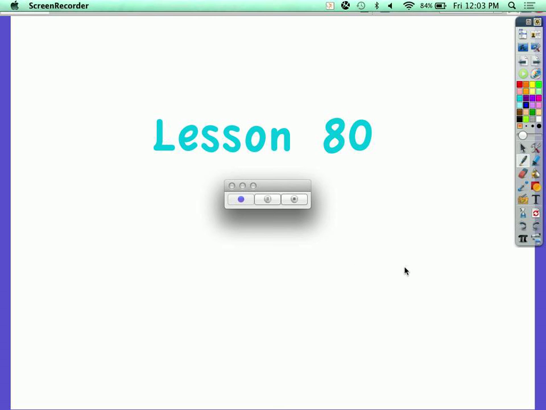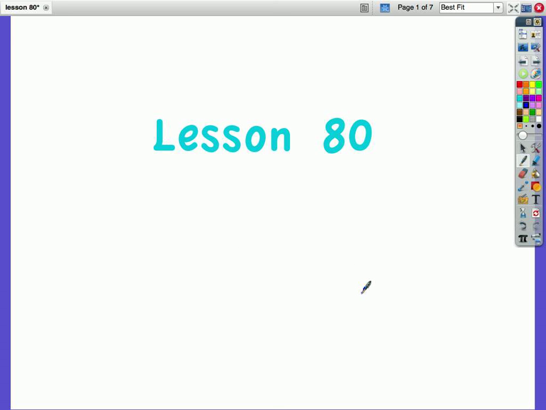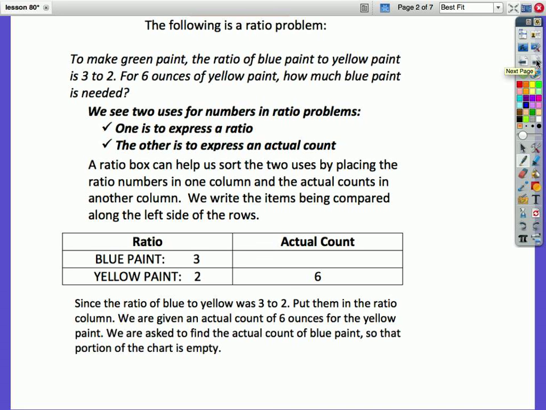Alright. For lesson 80, we're going to use a constant factor to solve ratio problems. So the following is a ratio problem. To make green paint, the ratio of blue paint to yellow paint, because remember blue and yellow make green, art way back when, okay? So the ratio of blue paint to yellow paint is 3 to 2. For 6 ounces of yellow paint, how much blue paint is needed?